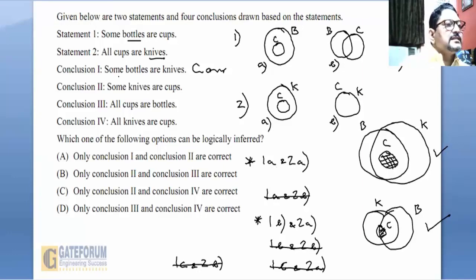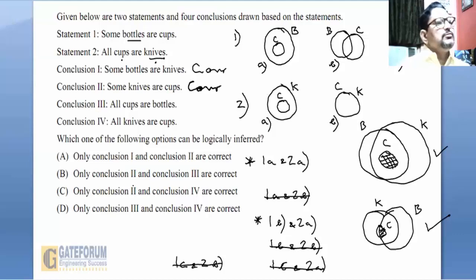Now let us look at the other conclusions. The next one says some knives are cups. Now cups and knives are in the same part. So we can look at this. See, some knives are cups will always be true, because mind you, some can also be 100%. That is being followed in 2B, and this is actually true. So we will say conclusion 2 is also correct.